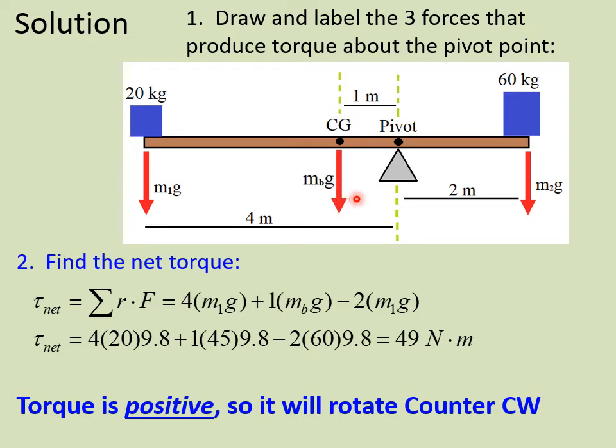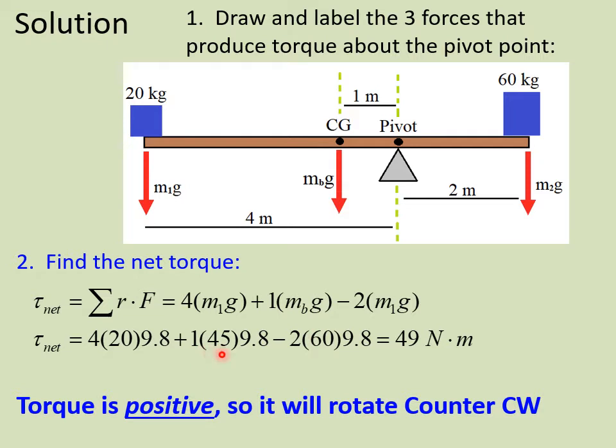The weight of the beam or the board is creating a positive torque because it would try to rotate this thing in the counterclockwise direction. So we've got 1 meter as its R, and we've got the mass of the board times g. Remember, the mass of the board was 45 kilograms. And then this torque over here is still negative because it's trying to rotate it in the opposite direction. So we have -2 times m1g, which is the same numbers that we saw in the last problem.